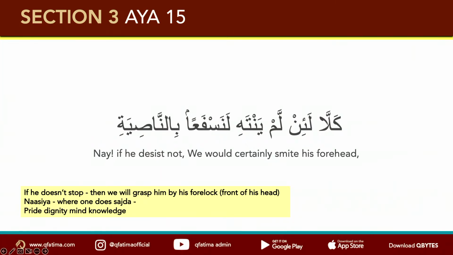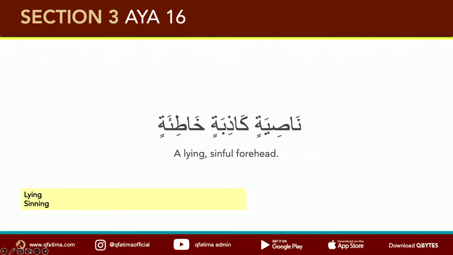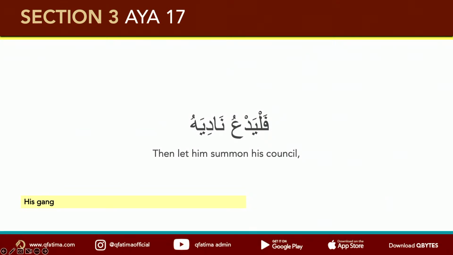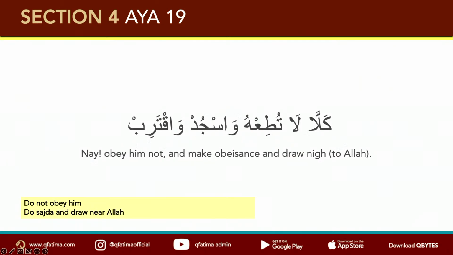Kalla la'in lam yantahi lanasfa'an bin-nasiyah, nasiyatin kadhibatin khati'ah. Falyad'u nadiyah, sanad'uz-zabaniyah. Now, where do you have a name which would go with dua? Any name that would go with dua? I would say something like Mujib. You can actually look for it. It's so cute. 44, that's right. So he says, we will call ours. Absolutely right. Okay. And then that's the last ayah.